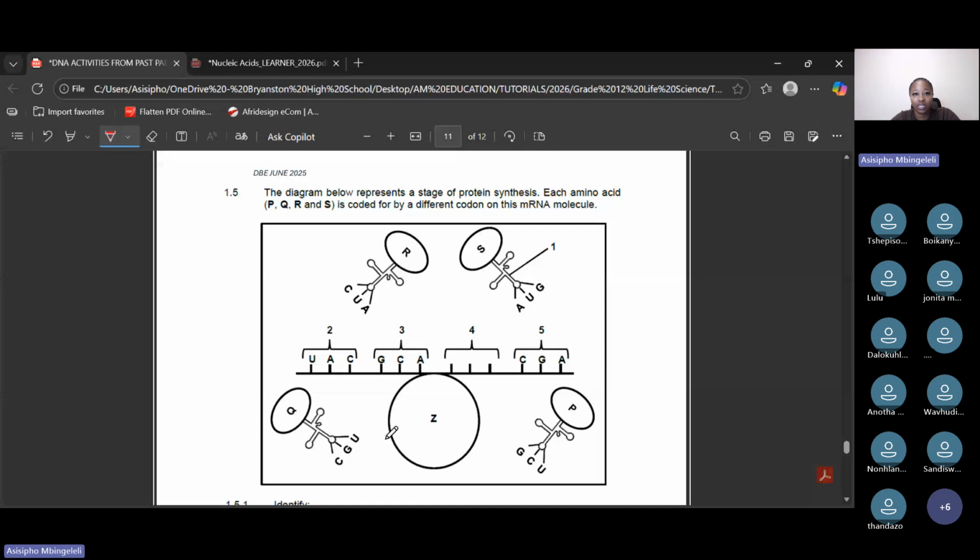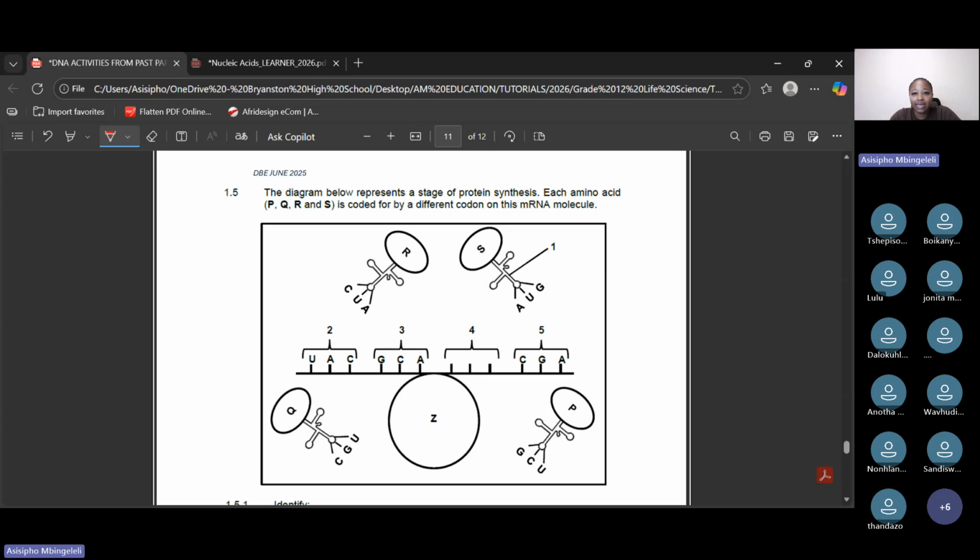I'm not sure if you can see this one. Last year's one, June 2025. I'm not sure if you can see it on your screen. Yes, please do it. Yes, can you please do it? Okay.